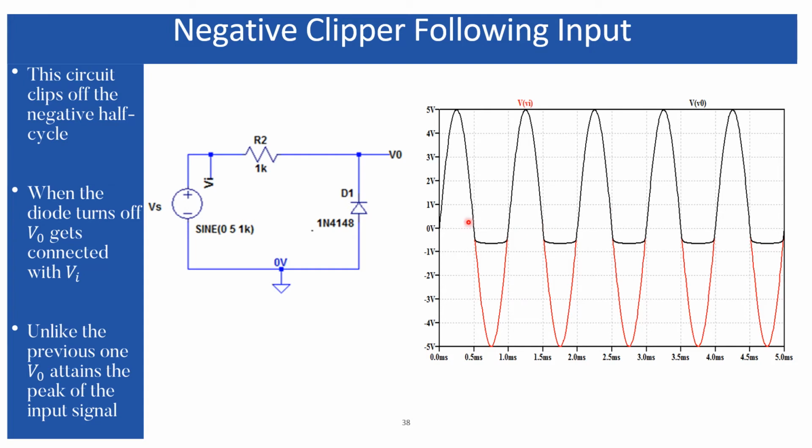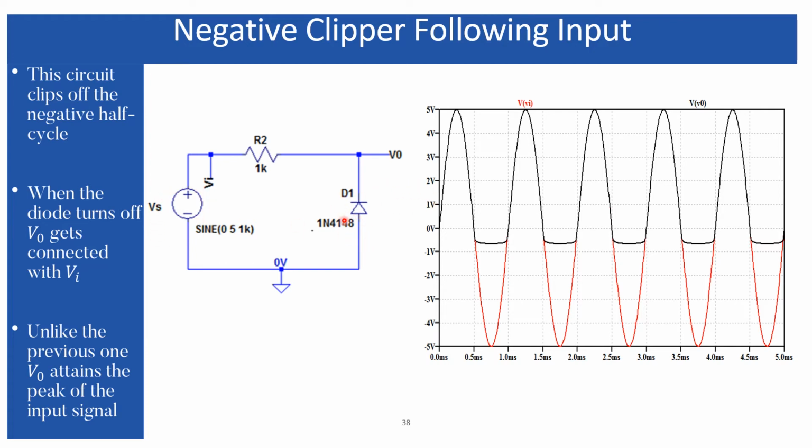And here, look, the negative clipper following the input. This is also an example of the negative clipper, but look at the orientation of the diode, how I have used it. So for the positive half cycle of the input signal, the diode remains in reverse bias. If you consider the ideal model of the diode, you can replace it with an open circuit over here, because the diode is in reverse bias for a positive half cycle of the input signal.